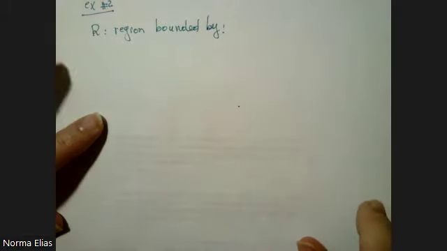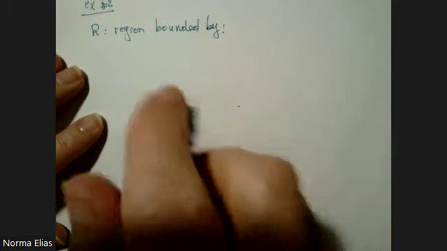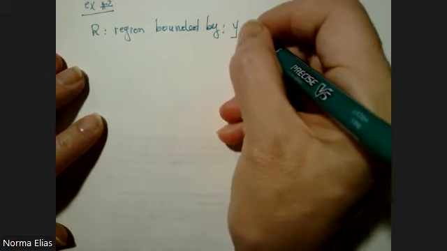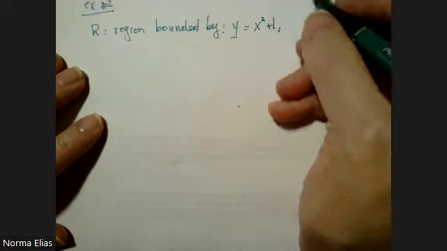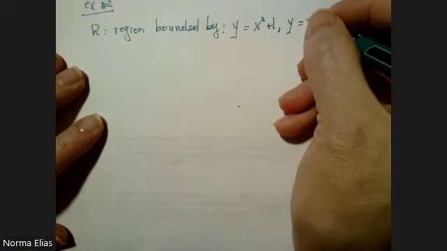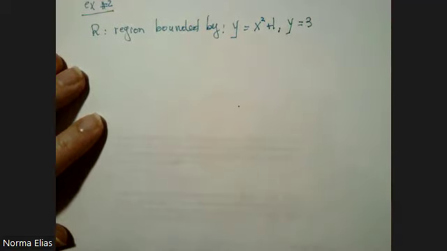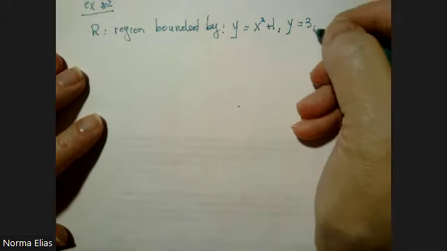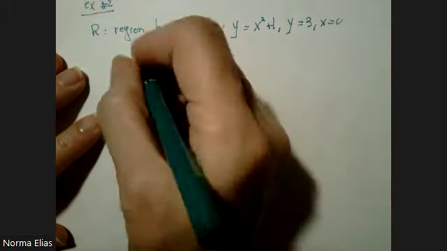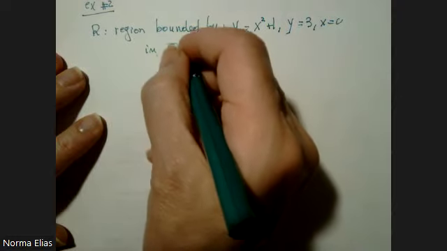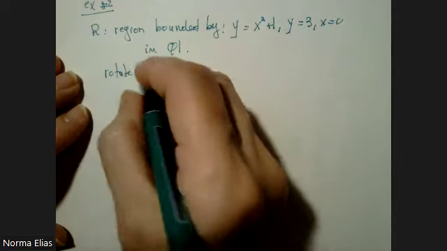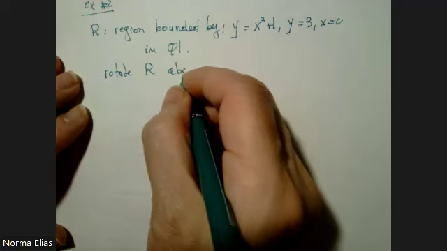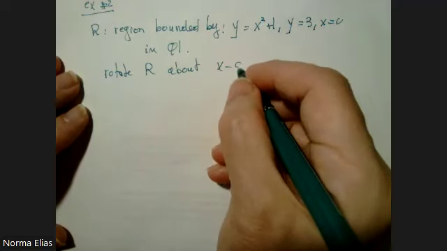R is the region bounded by y equal x squared plus 1, y equal to 3, and x equal to 0. And I want it only in quadrant 1. Okay, rotate R about the x-axis and find the volume.